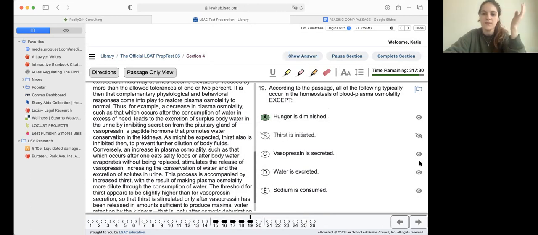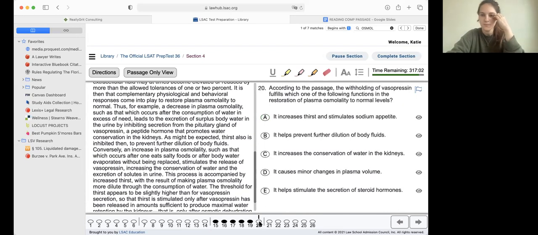Thirst, we definitely talk about that. Vasopressin, we spent so much time on vasopressin. This is mentioned. Water is excreted. Yes, we talk about water. Sodium is consumed. Yes, we get thirsty. If we eat too much sodium, then we get thirsty. So A is the easy answer here. These are our freebies, where as long as you are able to, through your roadmap, get yourself to where the information is coming from, these are pretty straightforward and easy point grabs.